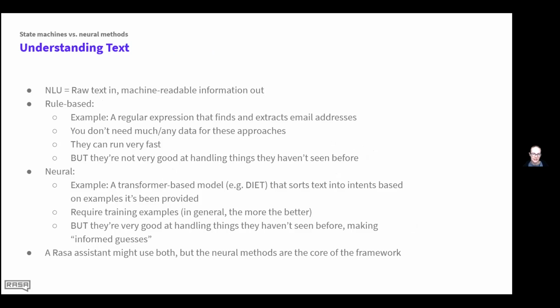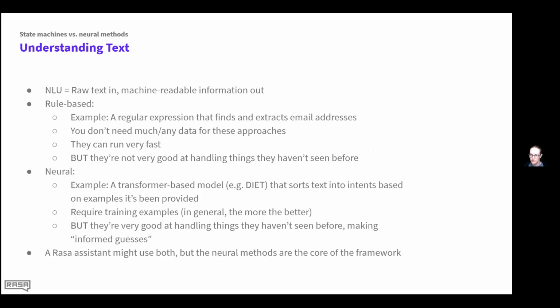So, understanding text. This is the general task of natural language understanding, and you'll hear it a lot. The idea is that you have raw, human-generated text in, and on the other side, it is machine readable. A lot of times people call it unstructured text, which I don't like because all text has structure, because it's all human language. But there are multiple ways that you can do this.